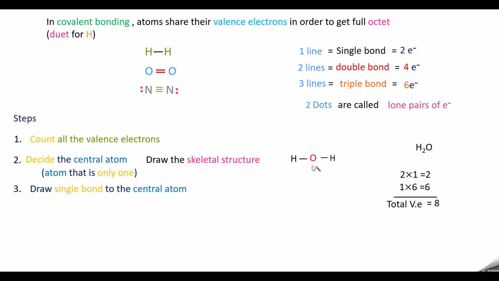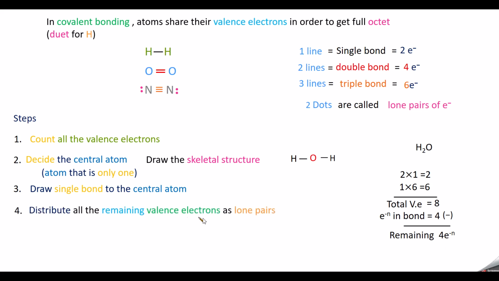Now you have 2 single bonds around oxygen. Each bond represents a pair of electrons. Therefore totally 2 bonds, so 4 electrons. So electrons in bonds is equal to 4. That should be subtracted from the total electrons. So the remaining electrons you will have is 4. Now the next step, these 4 electrons should be distributed as lone pairs. For hydrogen, the maximum number of electrons is 2, that is satisfied. This hydrogen also has 2, satisfied.